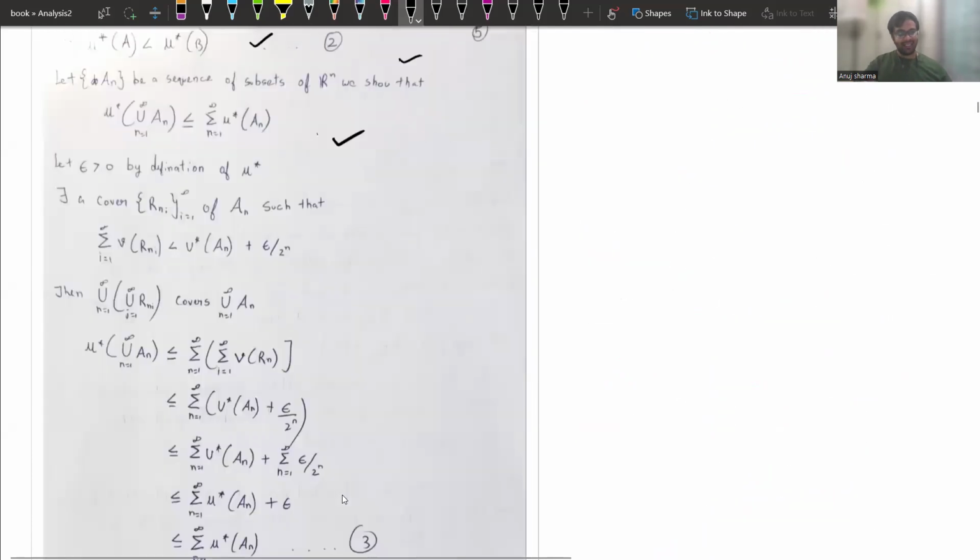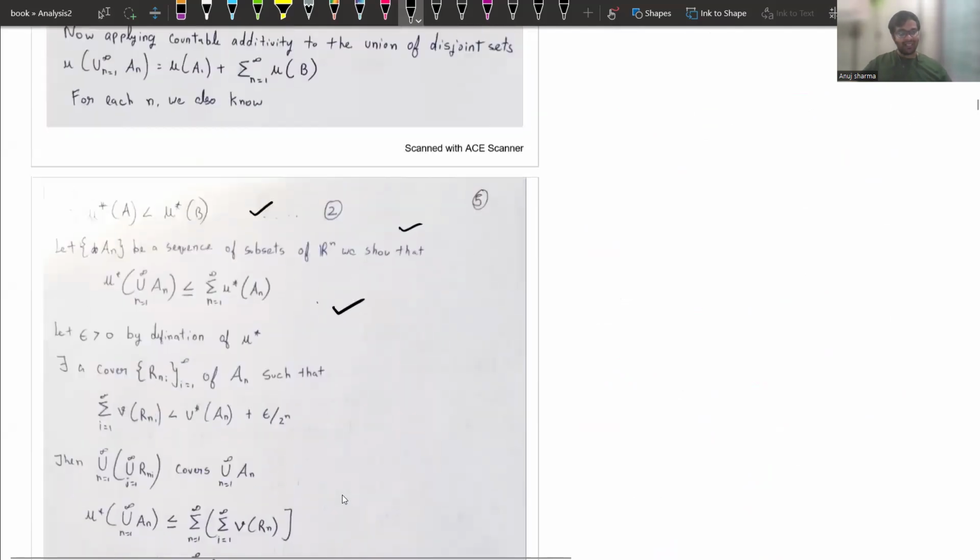So yes, to prove that, what we have to prove is that the measure of the union of An is less than or equal to the summation of the measure of each An. Okay, so let's first define: let An be a sequence of subsets of Rn. We are talking about real numbers, right? So we are talking about rectangles.